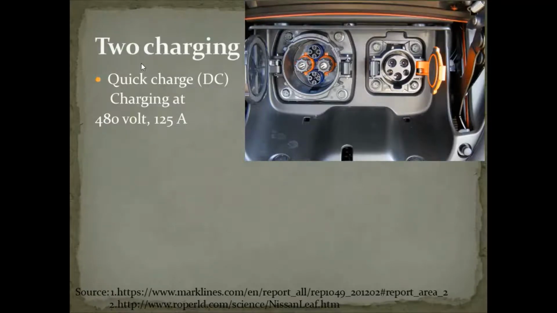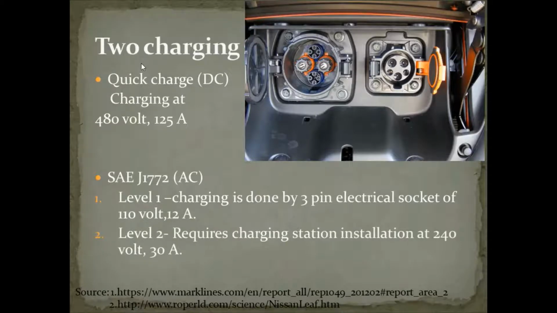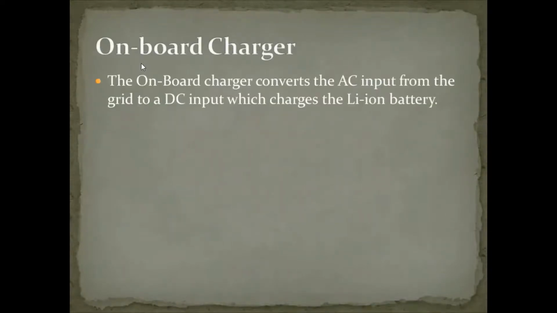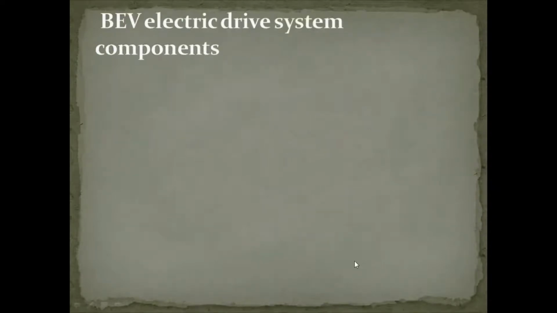On the right, there are two levels of charging. Level 1: charging is done by a 3-pin electrical socket at 110 volt 12 ampere. Level 2: it requires a charging station installed by a licensed electrician at 240 volt 30 ampere. Onboard charger. When connected to a 120 volt AC power source, it steps up, and when connected to a 240 volt AC power source, it steps down to 192 volts and rectifies it into DC current. So thus it controls the amount of current flowing into the battery pack.